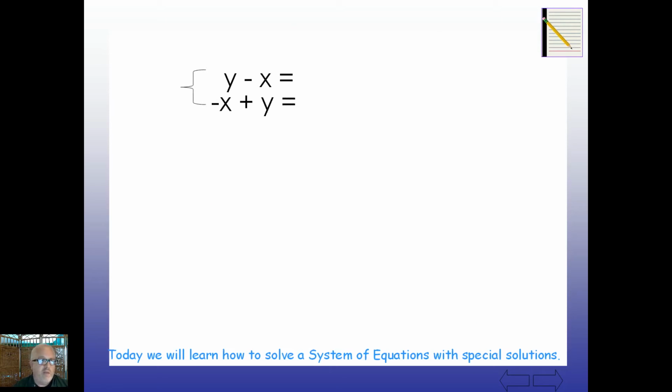Now, what about this one? y minus x equals negative 4, and negative x plus y equals 3. A little bit tricky here, because notice that they didn't line these up nicely for us. So let's see what we can do.